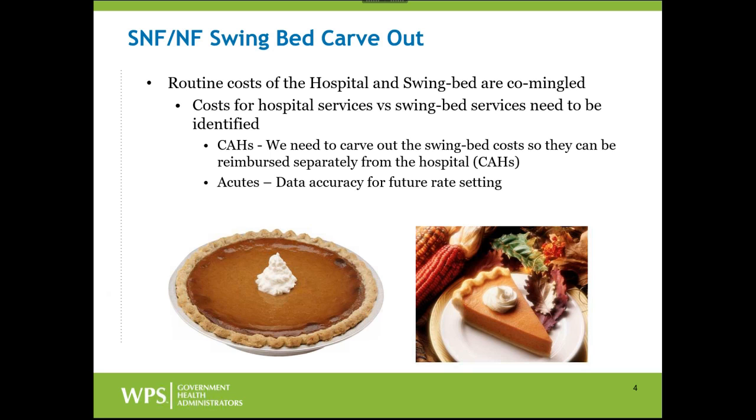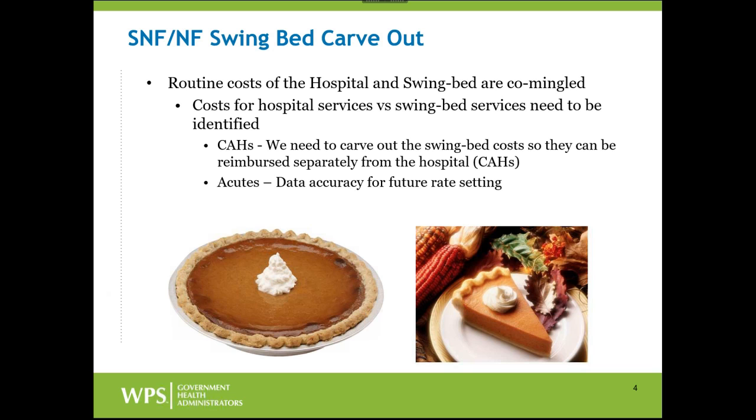Now the reason that we have to make the distinction between the normal hospital level of service and these swing bed services is that we want to find out what the cost is for hospital versus swing bed. The routine costs of the entire hospital and the swing bed, they're commingled. The cost report identifies total costs in general, but somehow we need to be able to separate those out between the hospital services and the swing bed services.